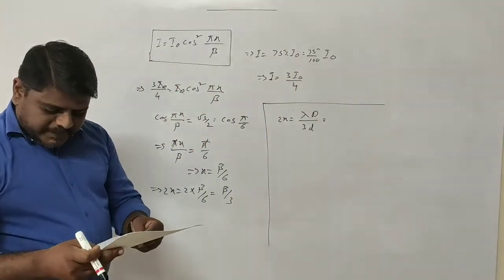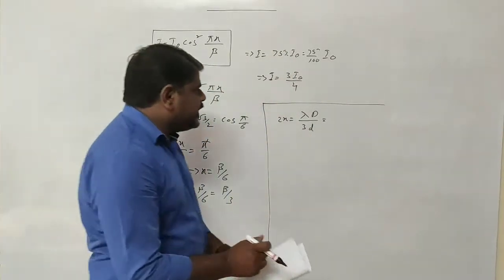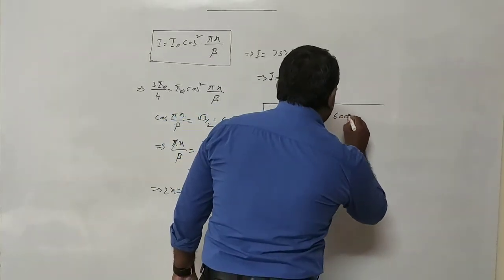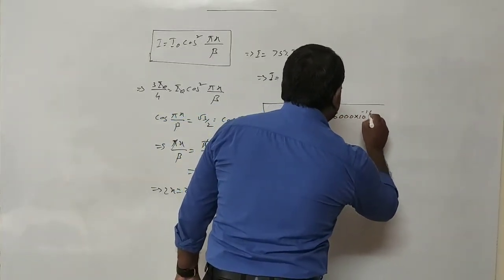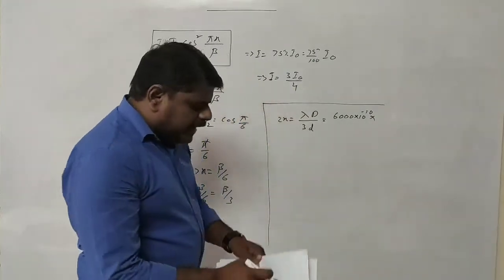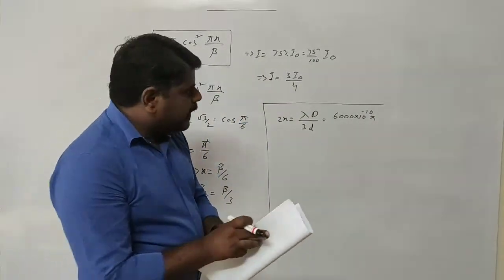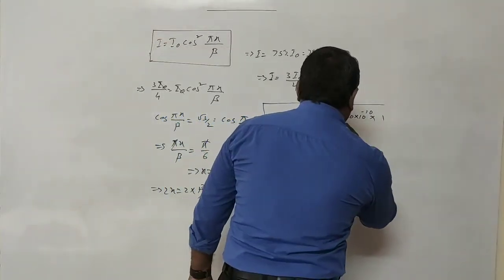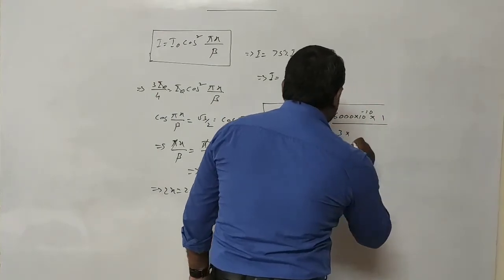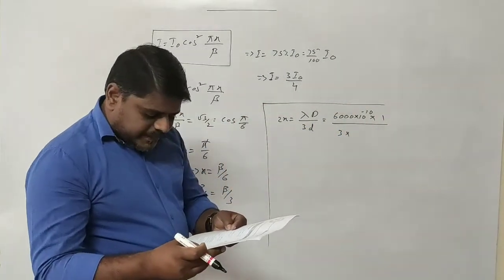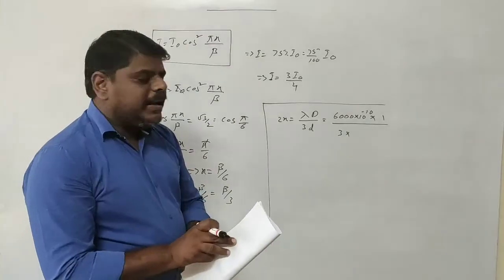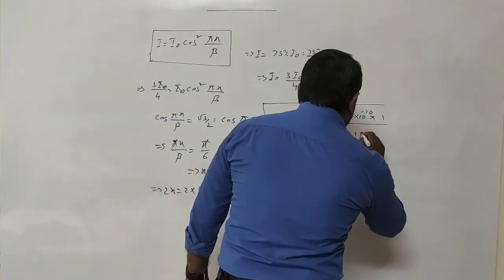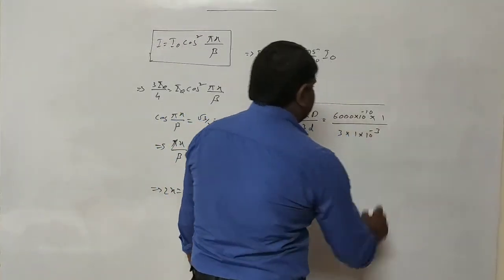What is the wavelength given here? 6000 angstrom units. It is 6000 into 10 to the power of minus 10 into capital D. What is the capital D value given? 1 meter. It is 1 by 3 into d. What is the small d value given? Small d is given as 1 millimeter. 1 millimeter means 1 into 10 to the power of minus 3.